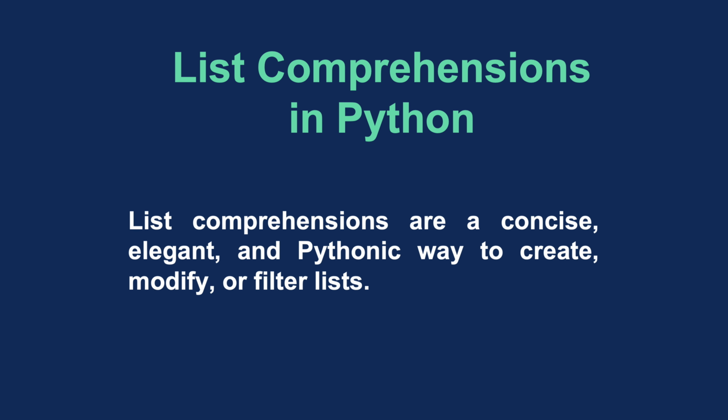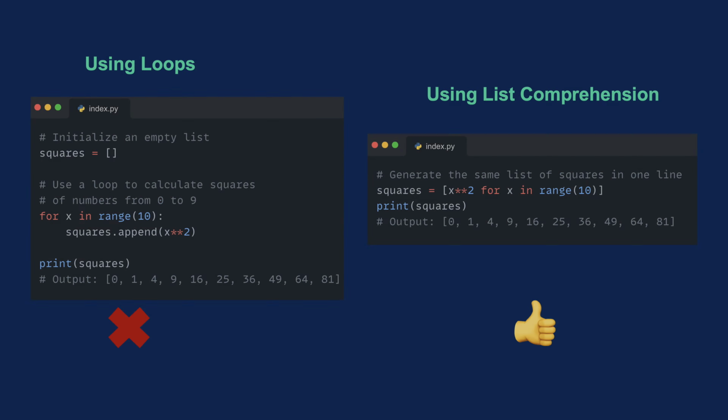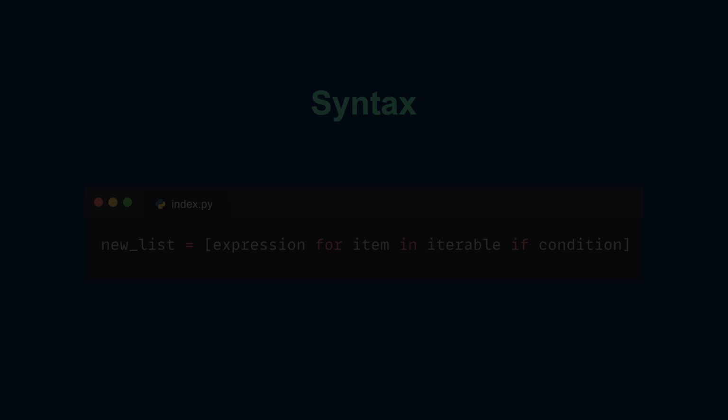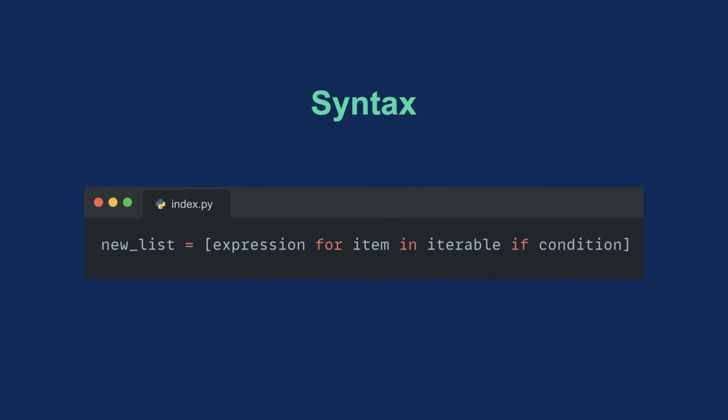And let us look at another concept called list comprehensions. In Python, list comprehensions are a concise, elegant, and Pythonic way to create, modify, or filter lists. Instead of using lengthy loops, you can use a single line of code to achieve the same result. Let's break it down step by step with examples and detailed explanation. This is the basic syntax of a list comprehension, as you can see it on your screen. So let me explain each item within that syntax.